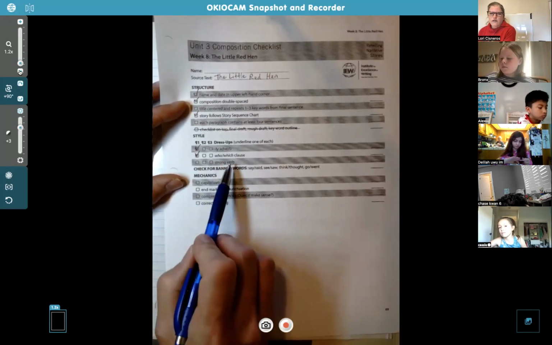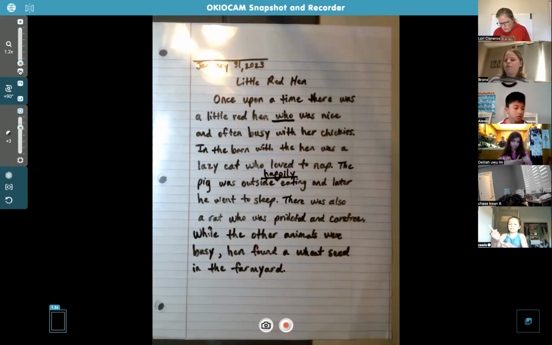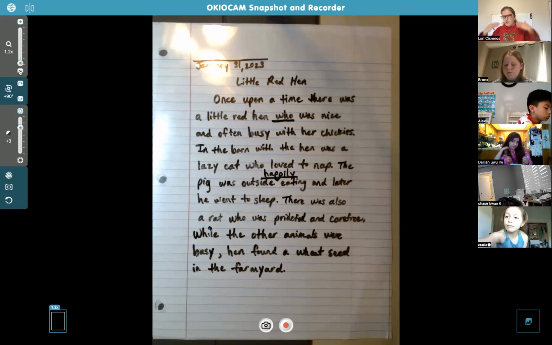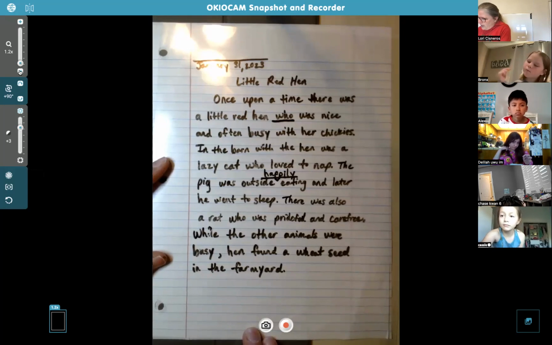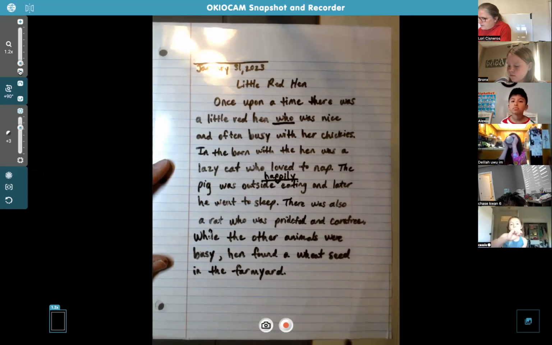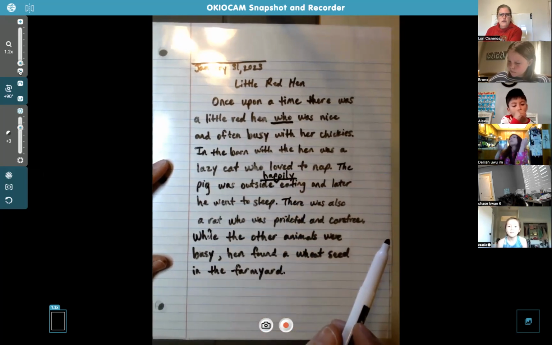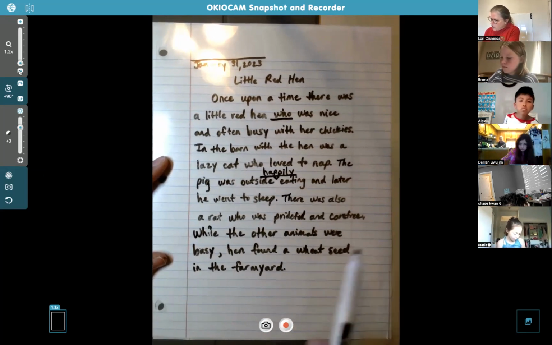Now I have a strong verb. Okay, some of you are still kind of learning strong verbs. They're the words that show action, but that tell the reader a little bit more description about what's happening. So a verb is something that is an action, but a strong verb tells the reader a little bit more. Like maybe, let's pick a verb here. I'm going to say, who loved to nap. I could change that maybe to enjoyed. Or I could say, what's another verb I could look for? Oh, here's a good one.